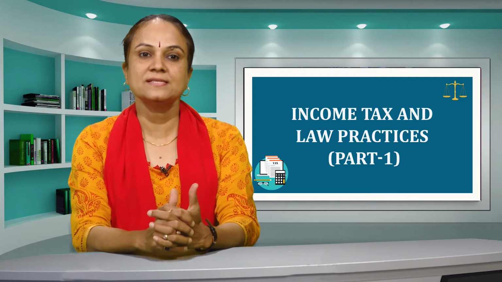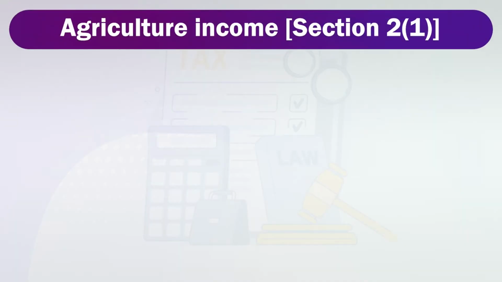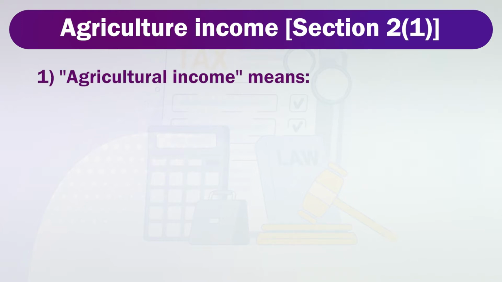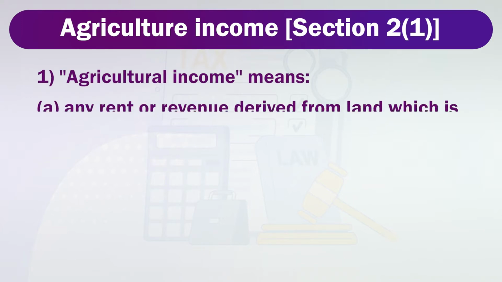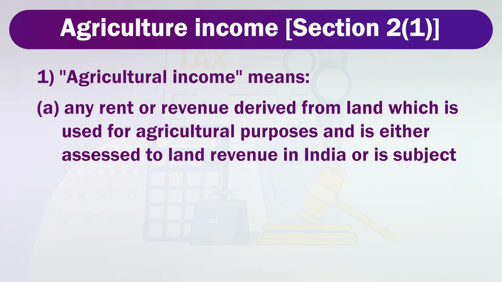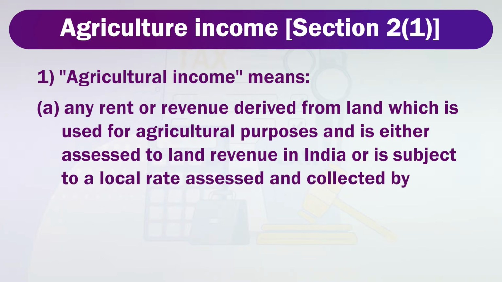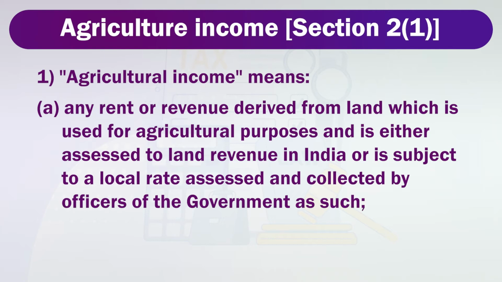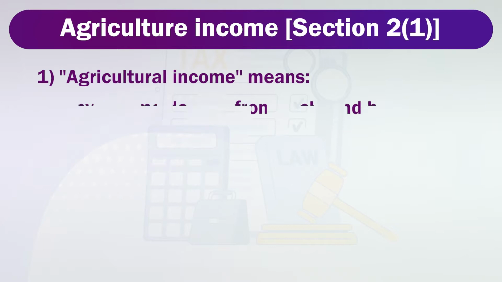Next concept is agriculture income, which is given under section 2 subsection 1. Agriculture income means A. Any rent or revenue derived from a land which is used for agriculture purposes and is either assessed to land revenue in India or is subject to local rate assessed and collected by the officers of the government as such. B.